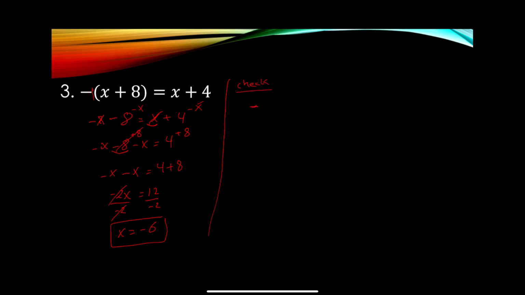So it's negative times a bracket, and instead of x, I'll put a bracket, plus 8 equal a bracket plus 4, and put a question mark. Instead of this, plug in negative 6 and negative 6. So it's negative 6 and 8 is 2. Negative 6 and 4 is negative 2. Negative 2 is equal negative 2. That's true. So our solution x equal negative 6 is true.